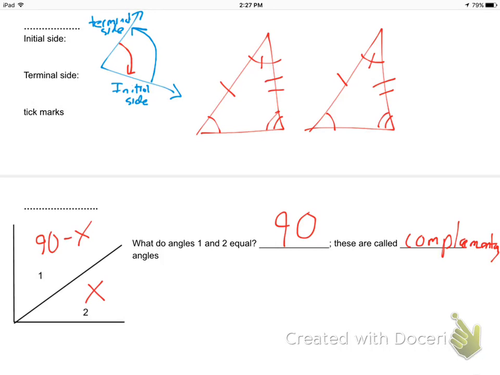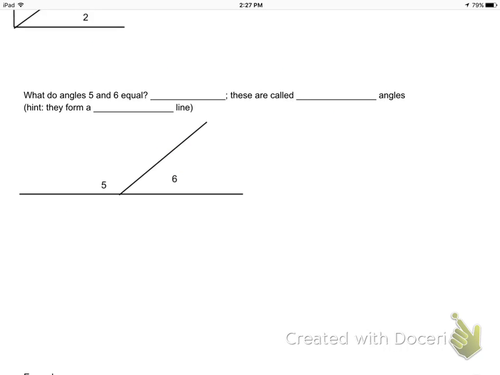You guys ready for the next one? The next one is, what about 5 and 6? 5 and 6 add up to 180. These are called supplementary angles. Hint, they form a what together? A straight line. You guys can fill that in.